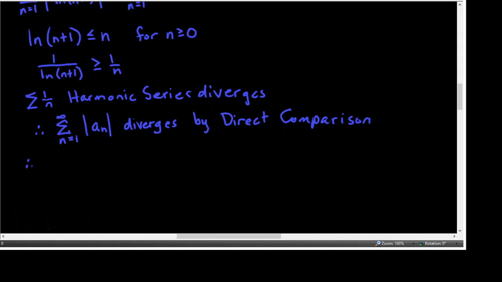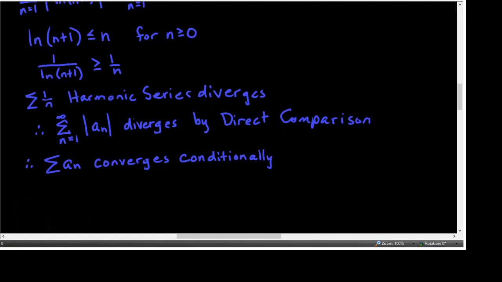Okay, so our final conclusion is that therefore the sigma of A sub n, which converged, converges conditionally, because the sigma of the absolute value diverges. So when that happens, that sigma of A sub n converges and sigma of absolute value of A sub n diverges, that's called conditional convergence. So sigma of A sub n converges conditionally.